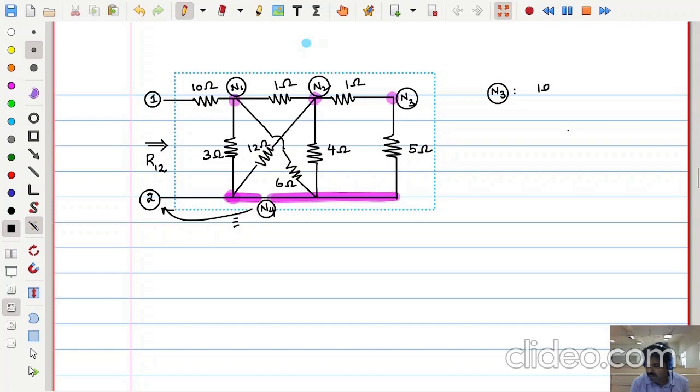N3 is there. So 1 ohm and 5 ohms, which are connecting only 2. If there is any third element, I will not focus on that as of now. Just I will leave this.